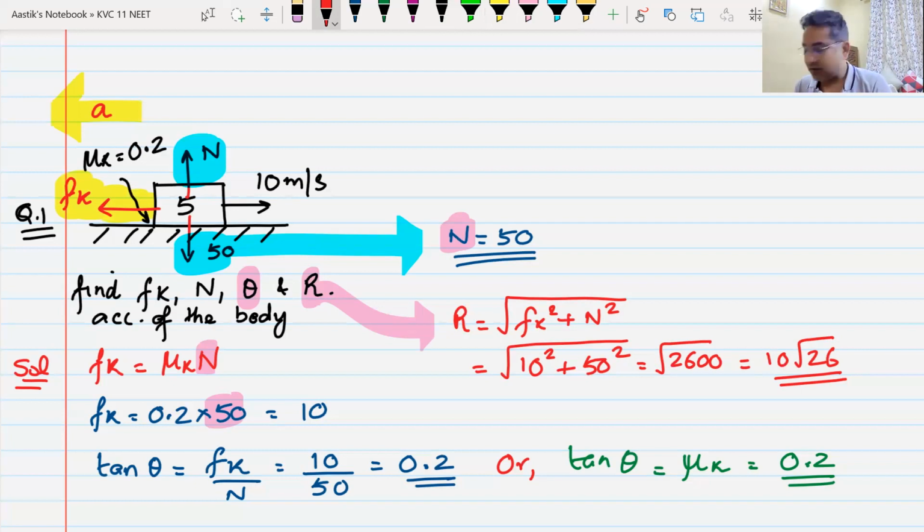How are we going to find out the acceleration of this body? Anyone? The only force acting on this body is the frictional force, which is backwards. Acceleration of the body, therefore, would be backwards. How much is the acceleration of this body? Anyone?